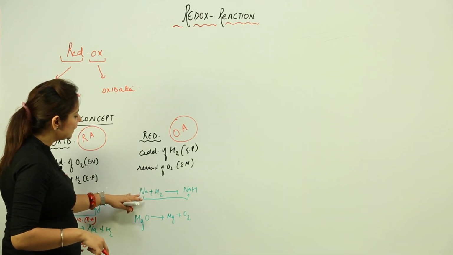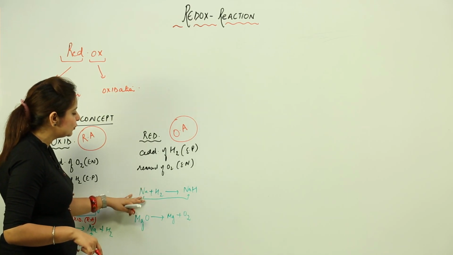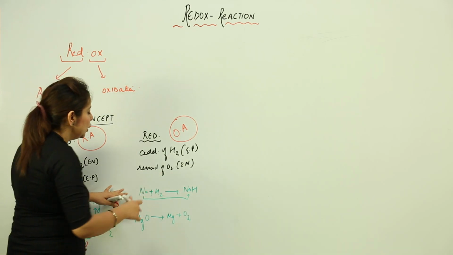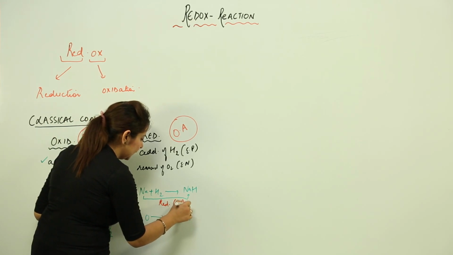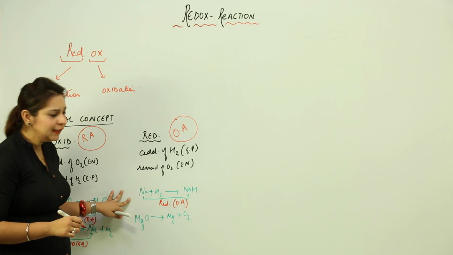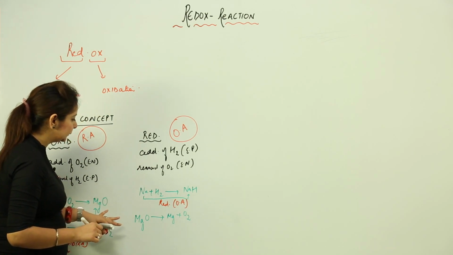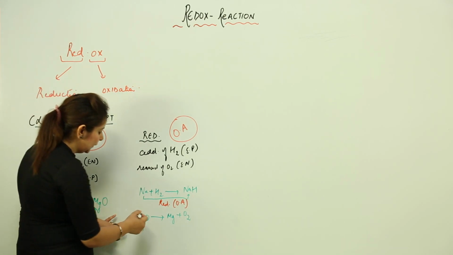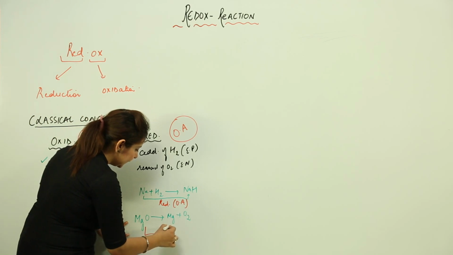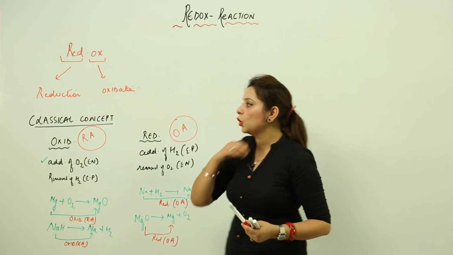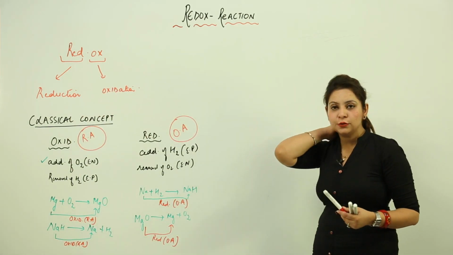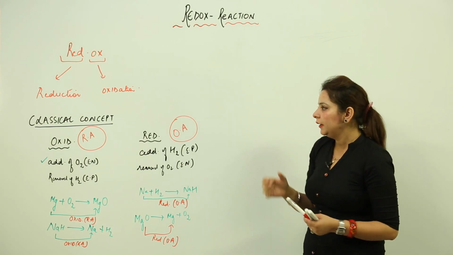So here what you see is that we add hydrogen to sodium and we get NaH, right. This is actually called reduction, and this sodium here is acting as an oxidizing agent. Similarly for MgO, here it is undergoing reduction and it acts again as an oxidizing agent. So this is, on the basis of the classical concept, how you explain oxidation and reduction.